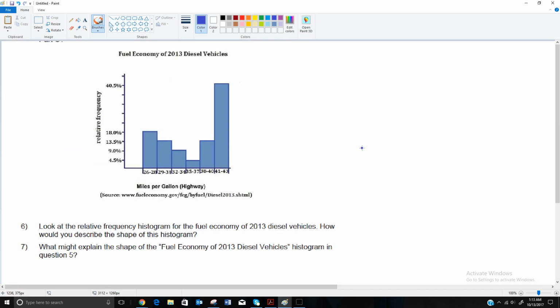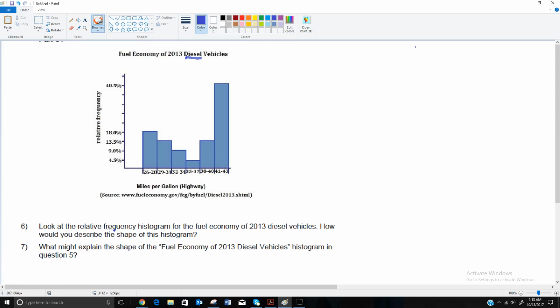And the last thing that we're going to discuss for Unit 5 is this graph with the fuel economy for 2013 diesel vehicles. We haven't looked at this data before. We had the mini compacts, and then I believe it was all 2013 Chevy vehicles that we looked at in table form. But this is the diesel vehicles.